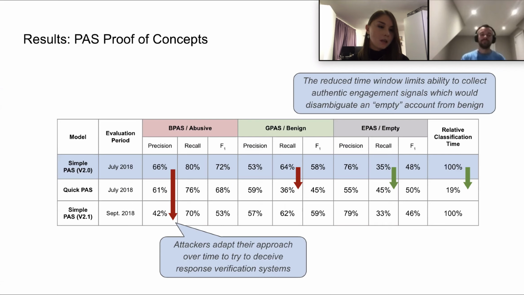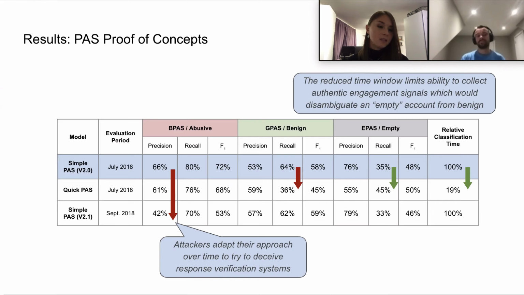We evaluated quick pass in July 2018, comparing it with a simple decision tree that had no reduction in classification time over the same period. In the table, we're comparing the top 2 rows. Unsurprisingly, quick pass has lower F1 scores for abusive and benign accounts.